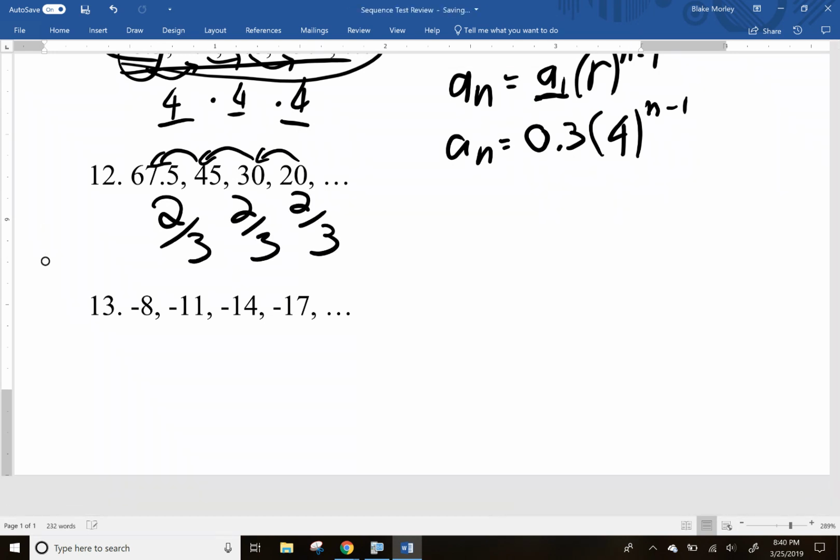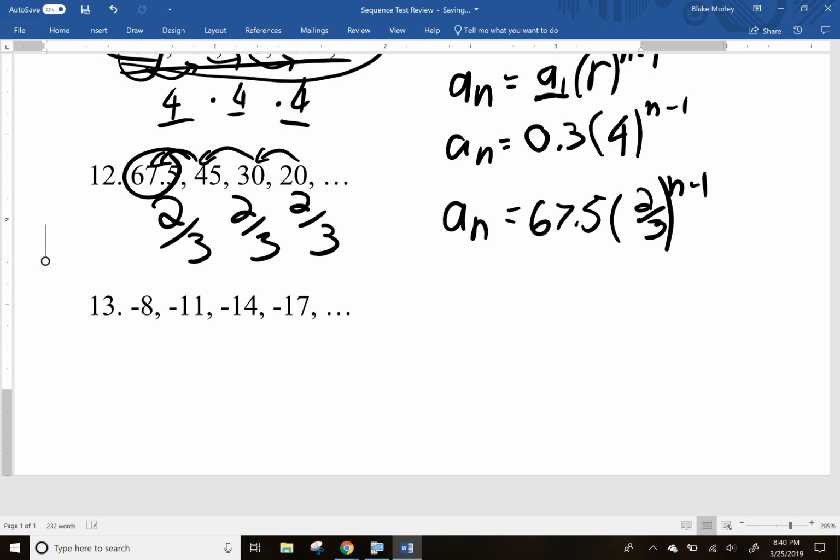And I know that because, like I said, you can do the division to find that number. So it's geometric, same formula as before, and the first term is 67.5, so 67.5 will go here. And then the r value is that 2/3 that we're multiplying by, to the n minus 1 power.